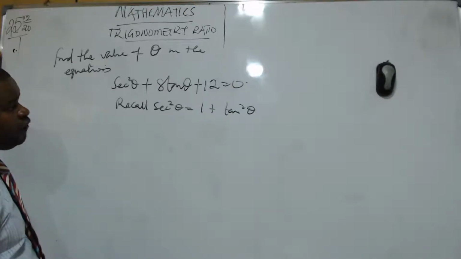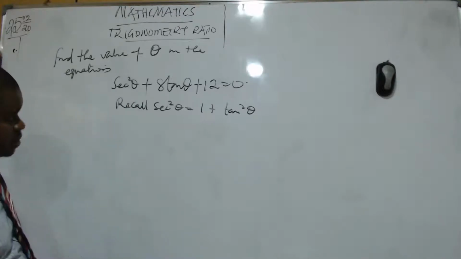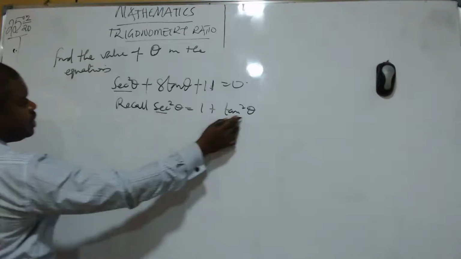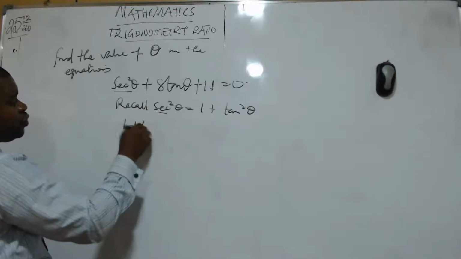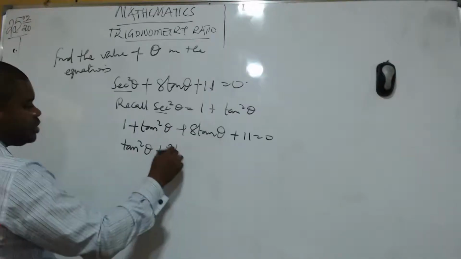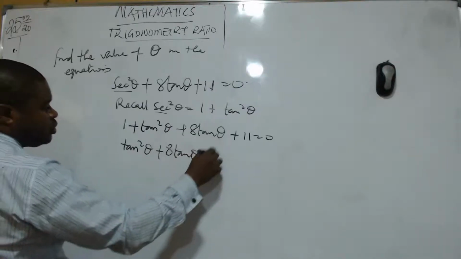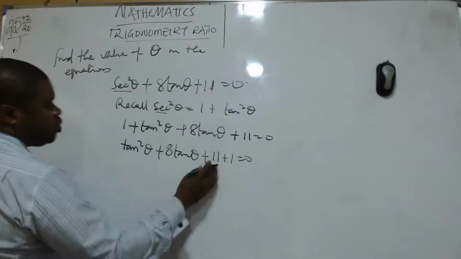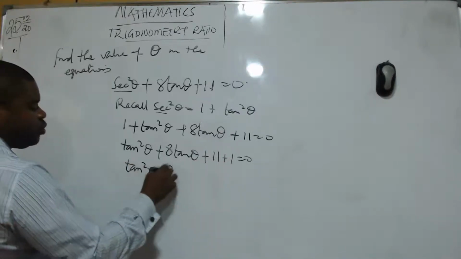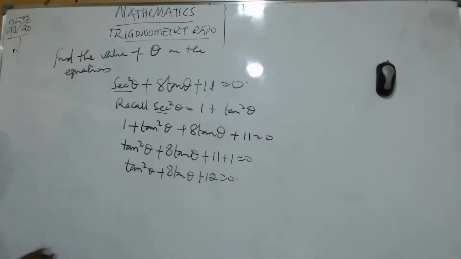I remove the values of this. Instead of writing this now, since I said this is the same as this, that was 1 plus tan squared theta, times this, plus 8 tan theta plus 11 plus 1, equals 0. Okay? Tan squared theta plus 8 tan theta plus 12 equals 0. Let's solve this.